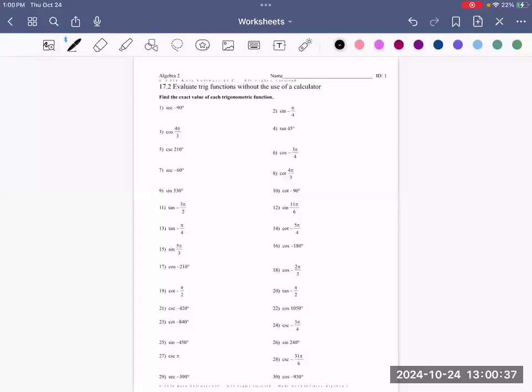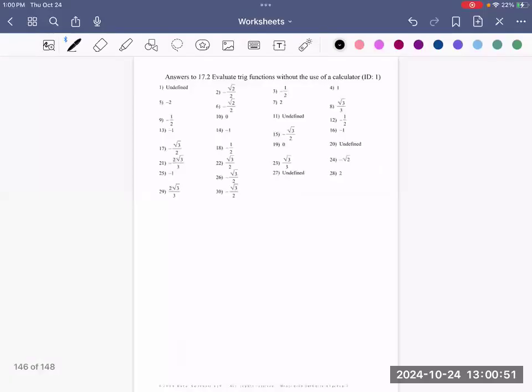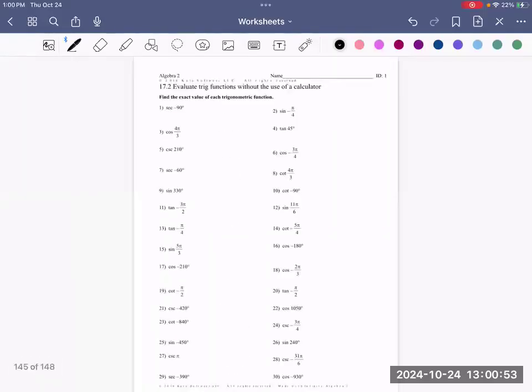Today we're going to be working on evaluating trig functions without using a calculator. I'm going to be doing the majority of the even ones. If you would like to try the odd ones to practice on your own, I'll show the answer key here in a moment. And there you go. So now let's take a look.